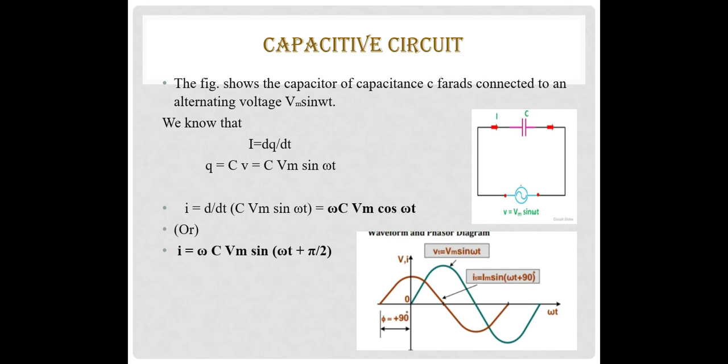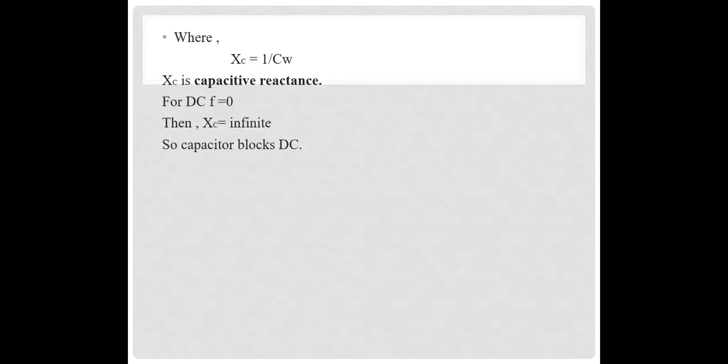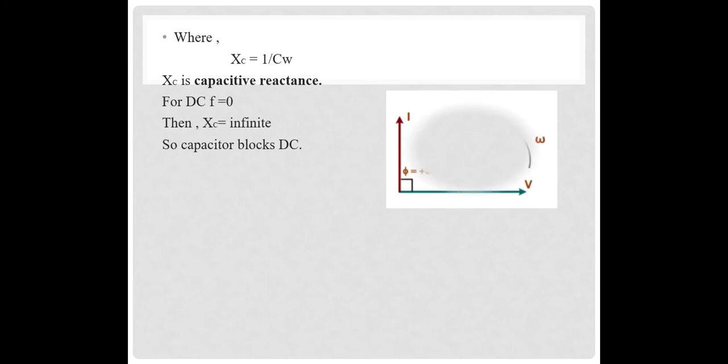Now we differentiate q. So I is equal to omega C into Vm cos omega t. Cos omega t can be written as sin of omega t plus pi by 2. Here Xc is nothing but 1 by C omega, called the capacitive reactance. For DC, frequency is 0, so Xc becomes infinite, since 1 by C omega with nu equal to 0 is 1 by 0.